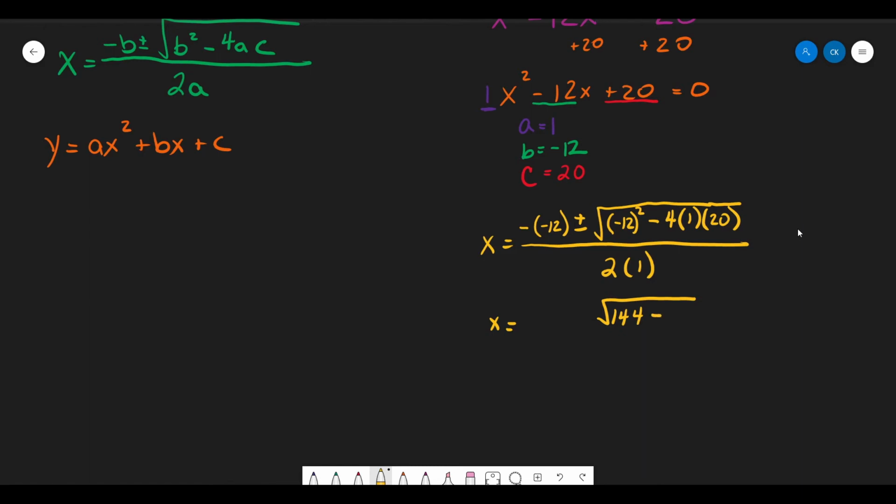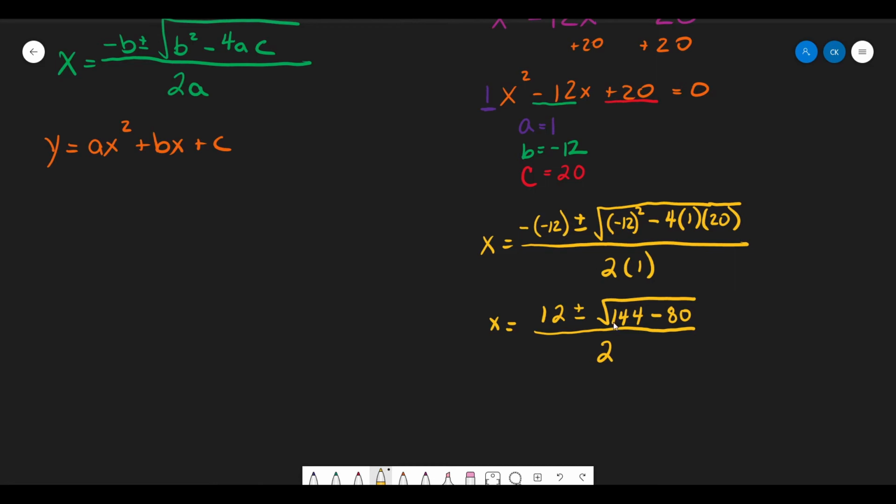Minus, keep the minus sign. Now I'm going to do 4 times 1 times 20. Well, 4 times 1 is 4. And then 4 times 20 is 80. So underneath the radical, I have 144 minus 80. Now I can work with everything else. I can work with the front here. Negative 12, well, that's just a positive 12. Keep that plus or minus sign. Like I said, we'll talk about that in a second. Over 2 times 1 is 2.